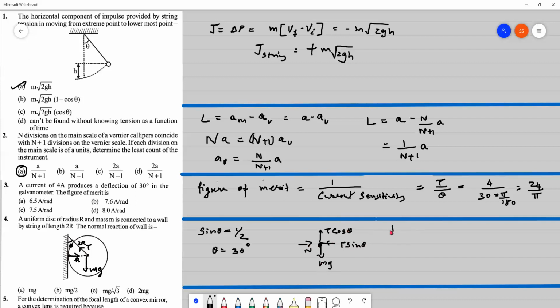So you get T sin theta is equal to N, and T cos theta is equal to mg. When you divide these equations, you get tan theta is equal to N by mg, or N is equal to mg tan theta. Theta is 30 degrees, so I'll put tan 30 degrees. Tan 30 degrees is 1 by root 3. So this becomes mg by root 3. So this is the right answer.